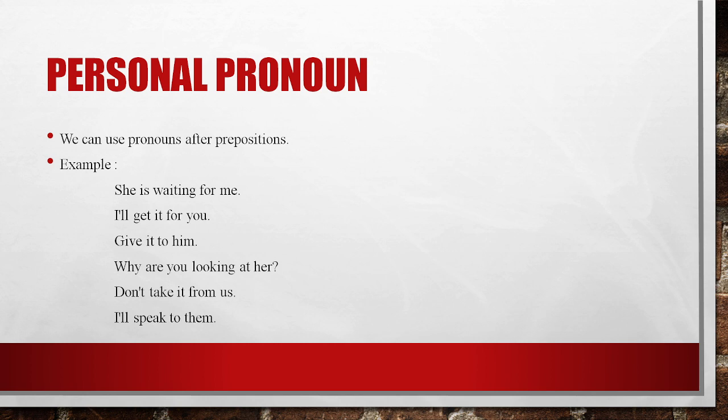We can use pronouns after prepositions. Hope all of us know what is meant by prepositions. So, she is waiting for me. After "for," "me" is used. I'll get it for you. After "for," "you" is used. Give it to him. After "to," "him" is used.